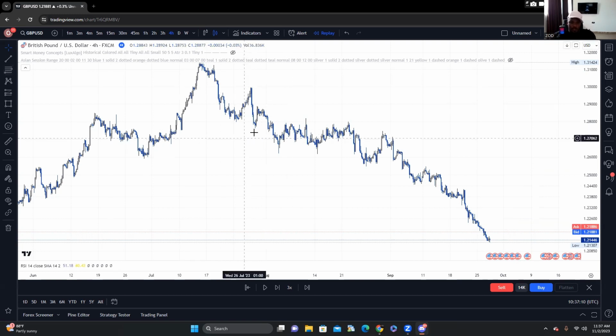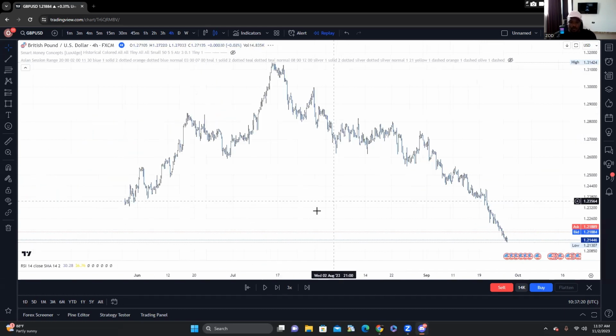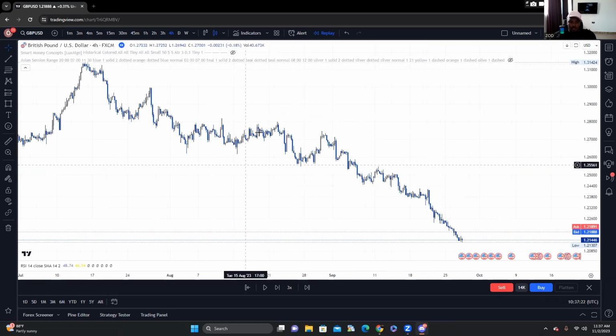First thing first is we have to check the trend of the market. What is the bias of the market? We can see that it's making a series of lower lows and lower highs, so it's in a downtrend. Now this TradingView is on replay, so this is on the 27th of September.